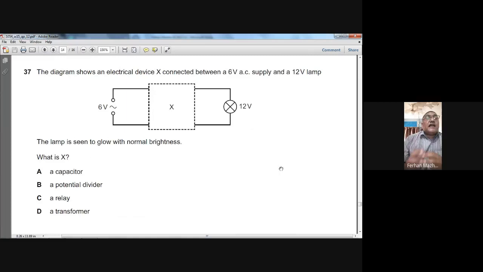The diagram shows an electric device X connected between a 6-volt alternating current supply and a 12-volt lamp. The lamp is seen to glow with normal brightness. What is X? Here you are providing alternating current and the voltage is 6 volt. This is the primary side. On the secondary side, we are getting 12 volt. The voltage has increased. So what is the instrument we use to increase the voltage? Transformer. A transformer is the instrument which has the ability to step up or step down the voltage. In this case, it has stepped up the voltage. So it's a step up transformer. For question number 37, D is the answer.